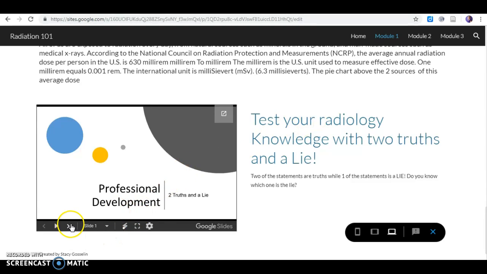And then I have here a little professional development activity of Two Truths and a Lie. It talks about radiation, and it gives you 3 statements. 2 of the statements are very true, and 1 of the statements is not.